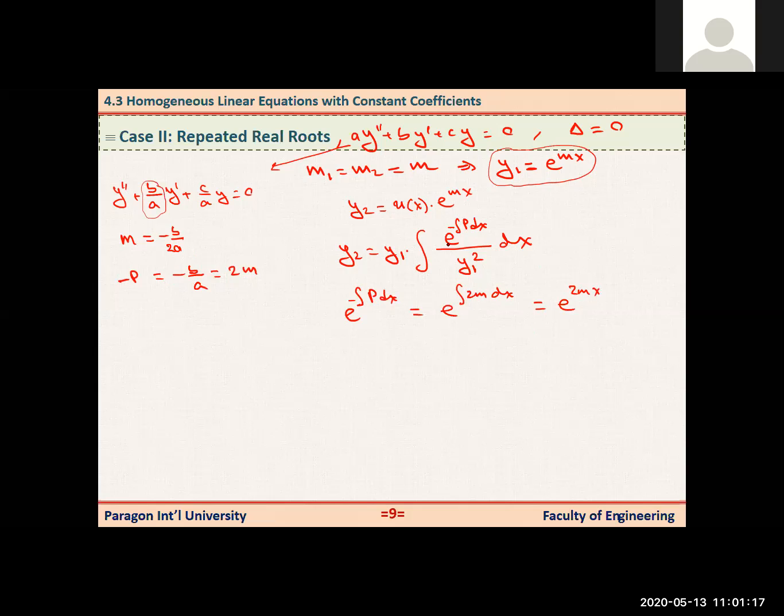Now if I substitute here, y sub 2 will be equal to, what is y1? E to the power mx times the integral of e to the power 2mx over y1 squared. What is y1? y1 is e to the power mx. So here we have e to the power 2mx because of the square, and dx. That's equal to 1, and if you integrate this, it is equal to x. So that's equal to x times e to the power mx.